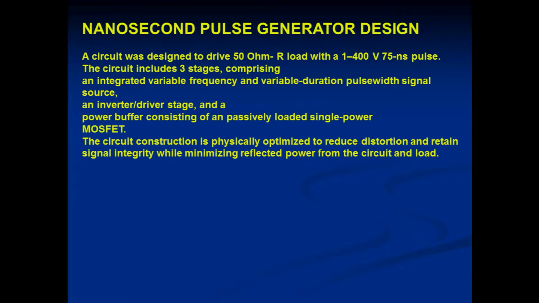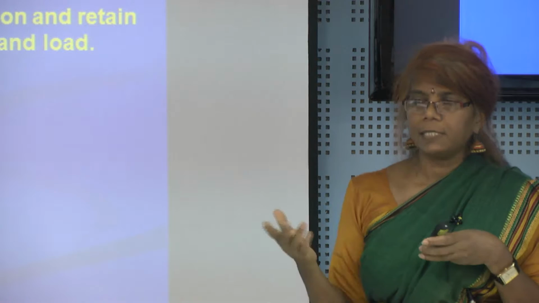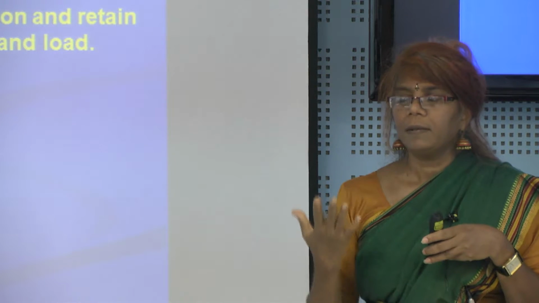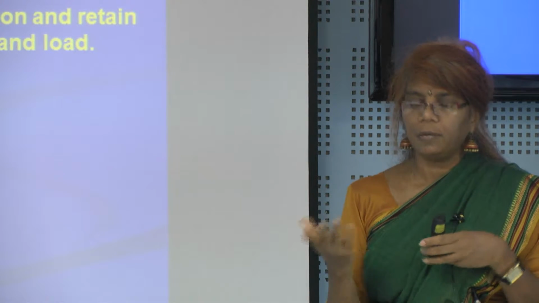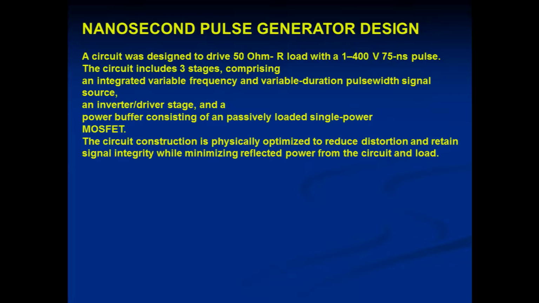So, the circuit was designed to drive a load. This is another take-home: you always keep the impedance at a 50 ohm resistance, because you don't know; the cells will have different, the tissue in humans will have different, but we need a standard. So typically you consider a 50 ohm resistance load and then you vary it. This is the standard. So in this case we wanted to make a 1 to 400 volt, 75 nanosecond pulse generator.